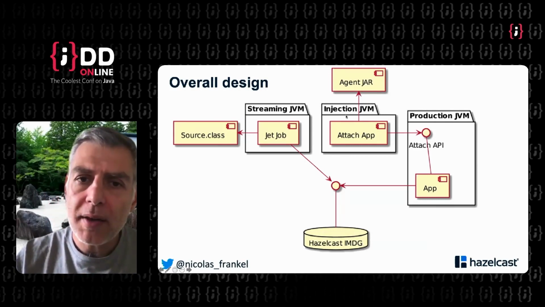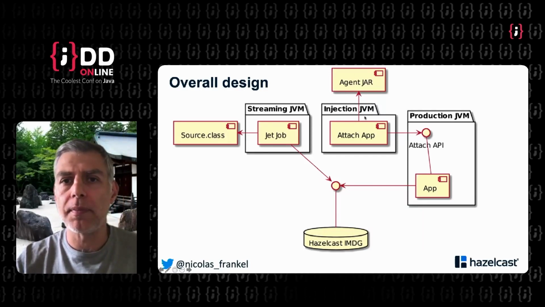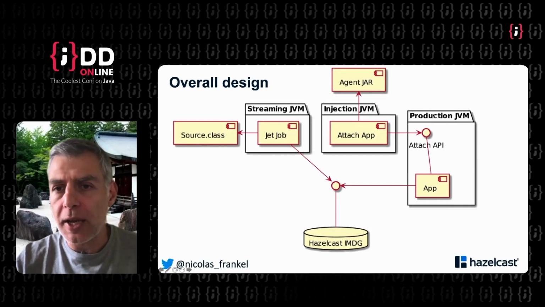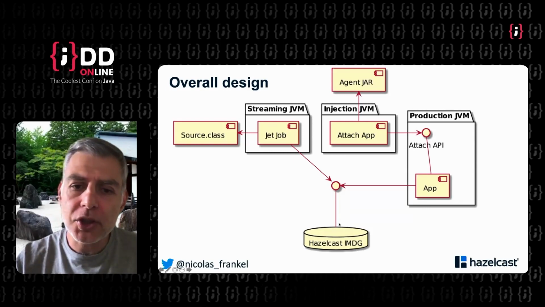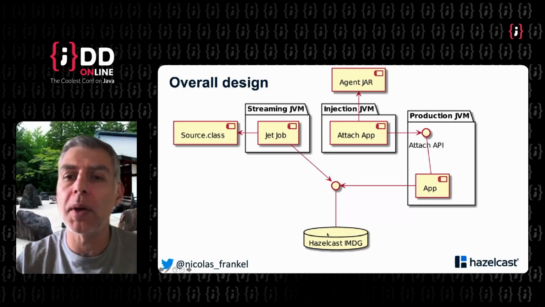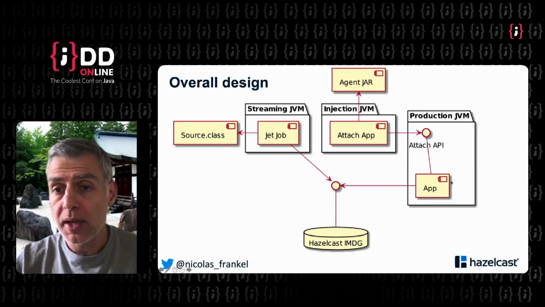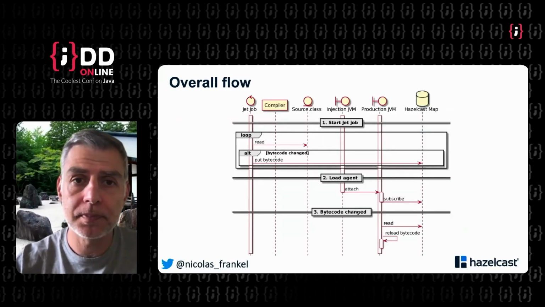And now we have this third JVM, the injection JVM, that will take the jar, and through the attach API, will update the production JVM so that the application can subscribe to changes in IMDG. So every time the Jet job puts something in IMDG, the application will know about it. So it will be able to load the new bytecode, and because of the instrumentation API, to change the running bytecode.